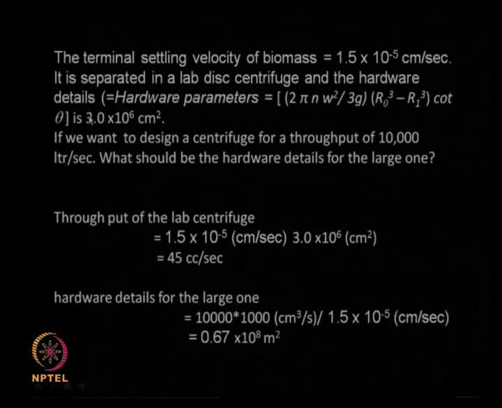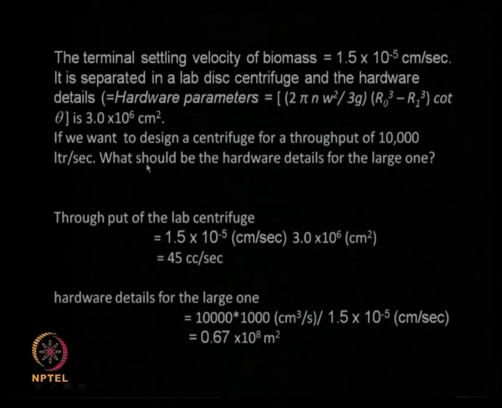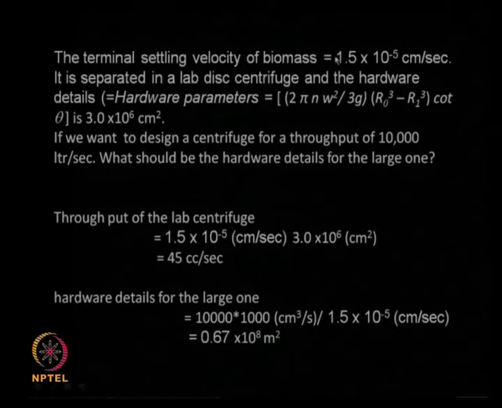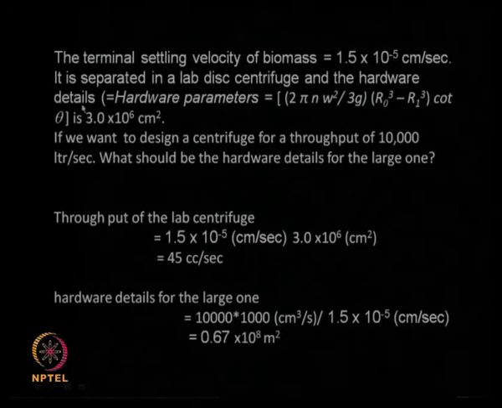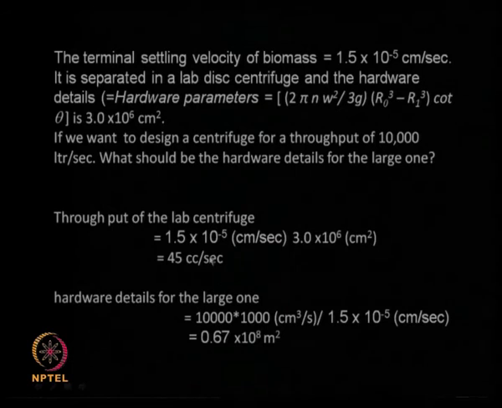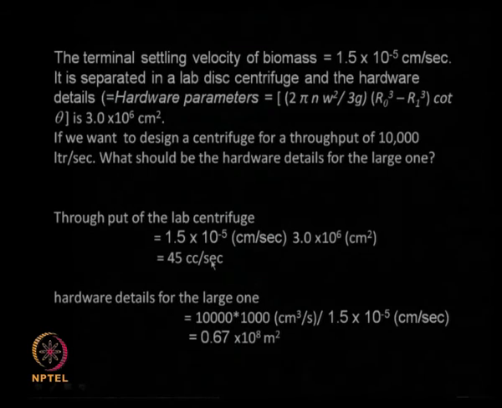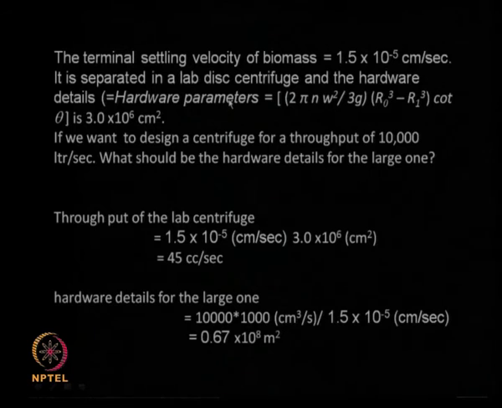Okay. So you see this is the hardware details for the small centrifuge, this is the hardware details for the large centrifuge. Now the small centrifuge, what is the throughput? You just have to multiply the terminal settling velocity and the hardware, that means 1.5 into 10 power minus 5 multiplied by 3 into 10 power 6. So you get 45 cc per second. So you are scaling up from 45 cc per second to 10,000 liter per second, that is the scale up. You are using the same structured disc centrifuge.